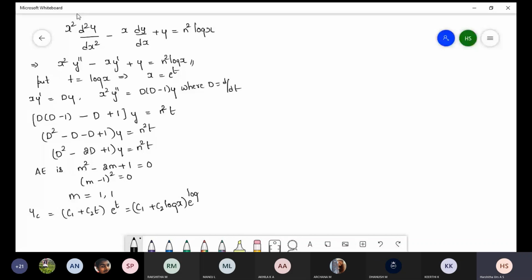Now yp. Yp is n square t divided by d square minus 2d plus 1. So I write this n square here only. So now apply the division method. Here I will write t, here 1 minus 2d plus d square. To get t, I have to multiply 1 with respect to t. 1 into t is t.